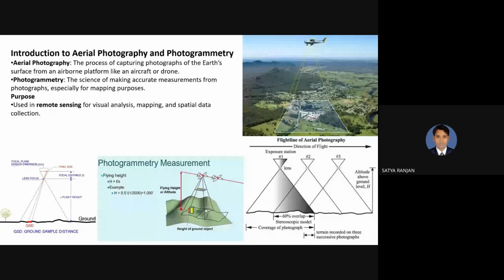So there is a lot of information we can gather with the help of aerial photography, and for urban planning and flood mapping, aerial photographs are highly usable. So it is the process of capturing photographs of Earth's surface from an airborne platform. So it is not a space-borne platform. Airborne platform means 10 to 12 or 20 kilometers above the Earth surface.